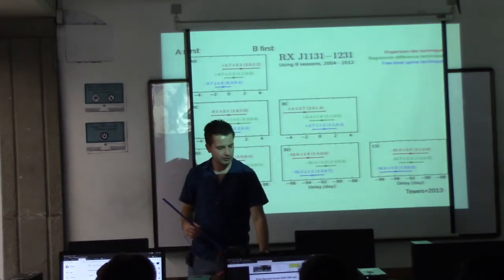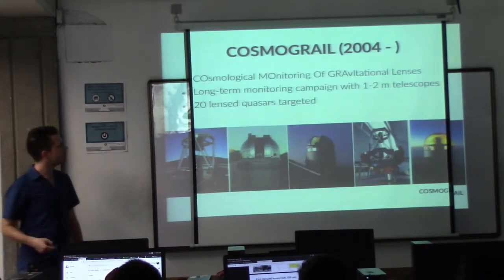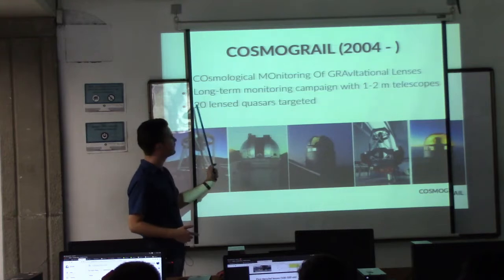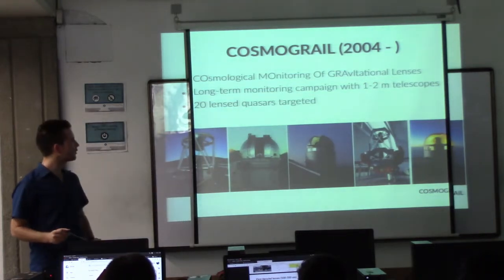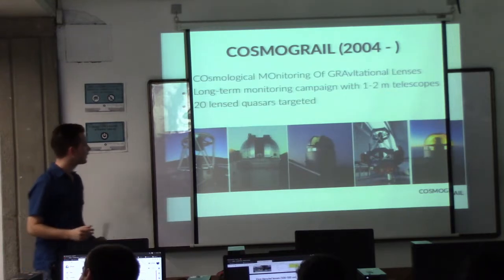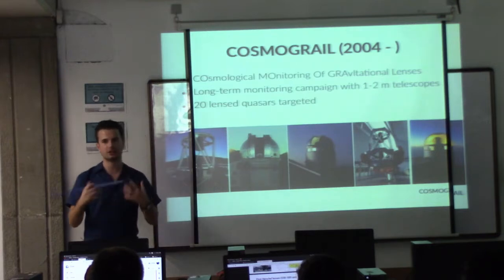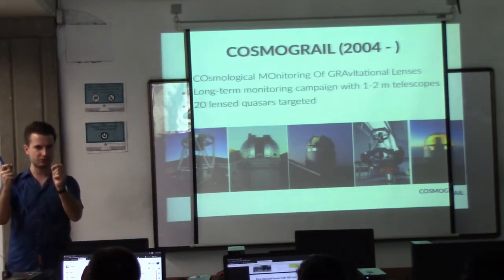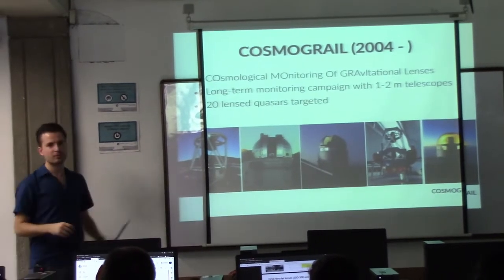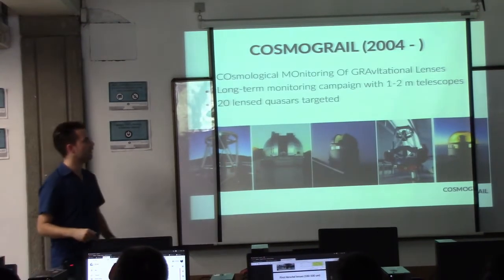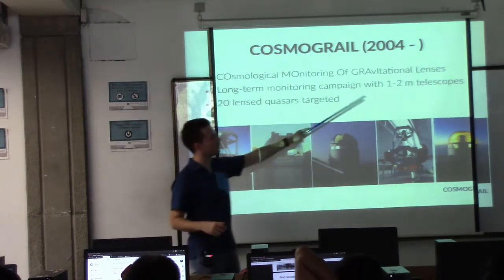This campaign is still ongoing, so COSMOGRAIL is now in its 15th year. It's targeting not only RXJ1131, but a sample of 20 quasars. They're slowly adding more. What is nice about this type of observation is you don't need large telescopes to do this. You don't need high resolution, because the separation of quasar images is only under a few arcseconds. If you select your targets well, you can deconvolve this even from a 1 or 2 meter telescope.